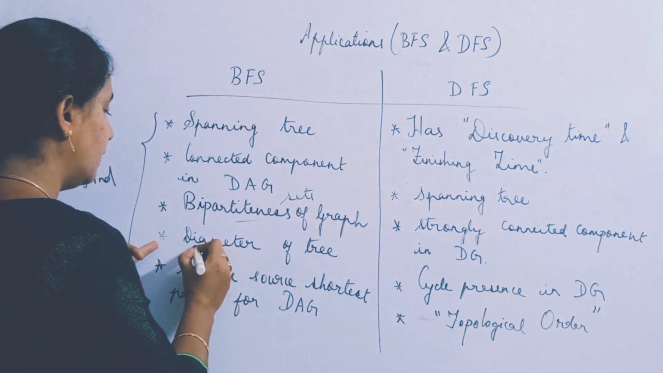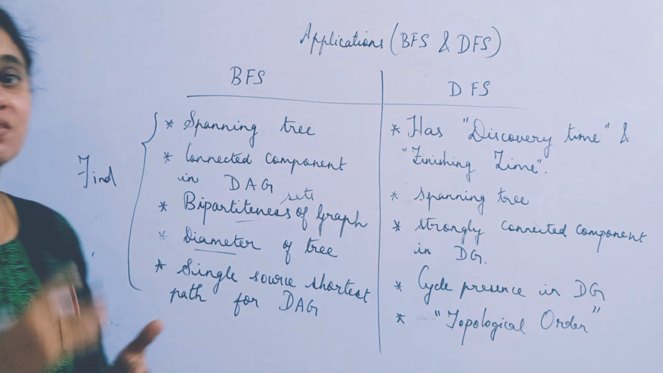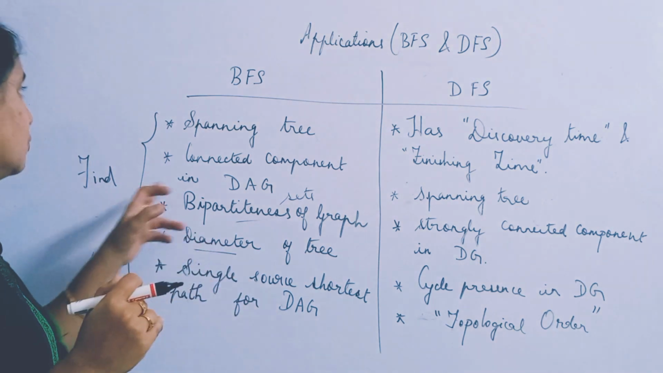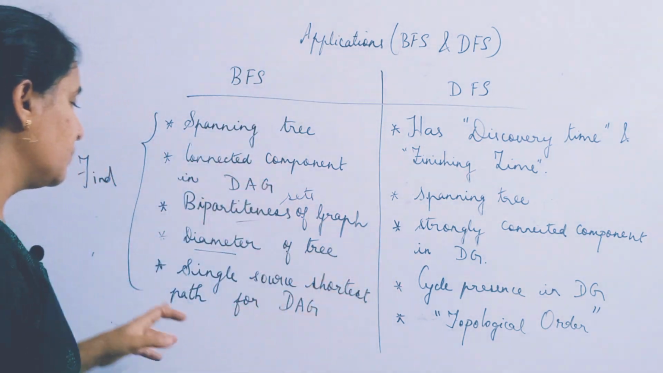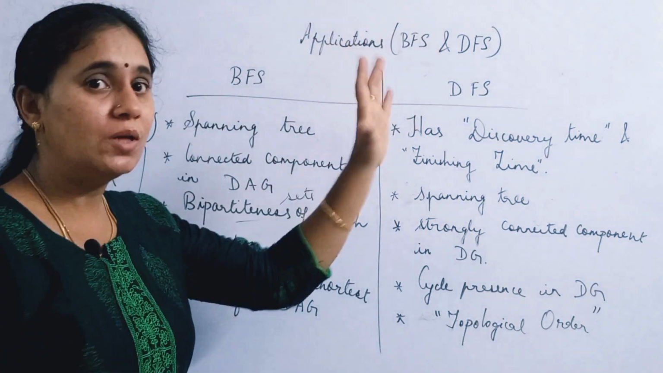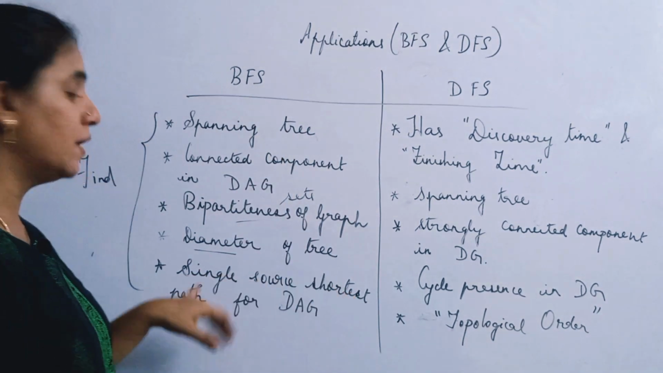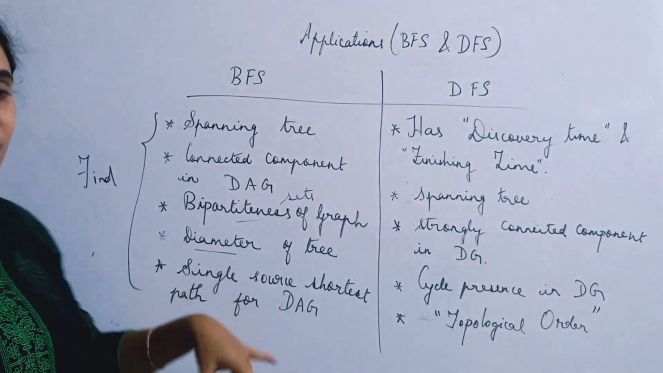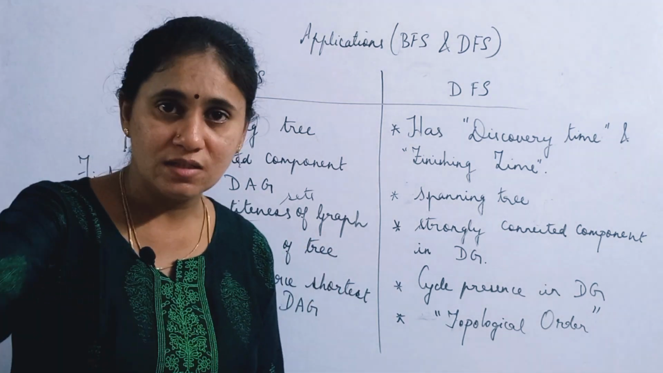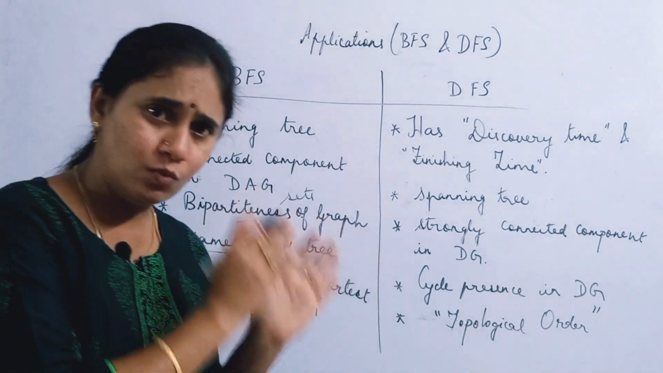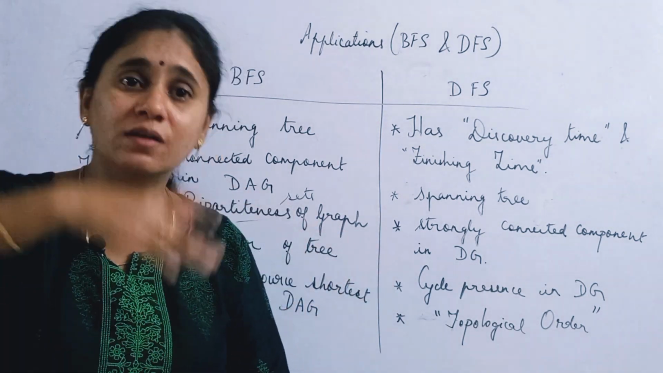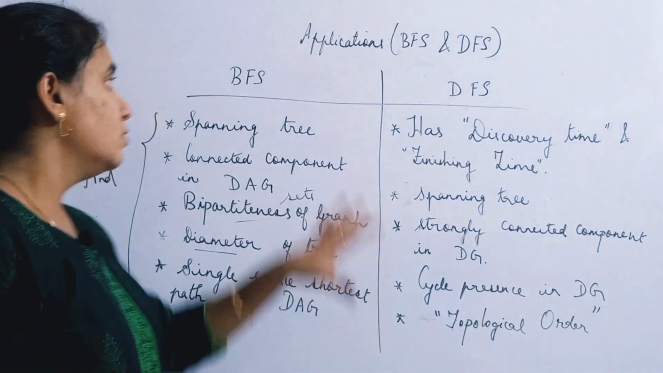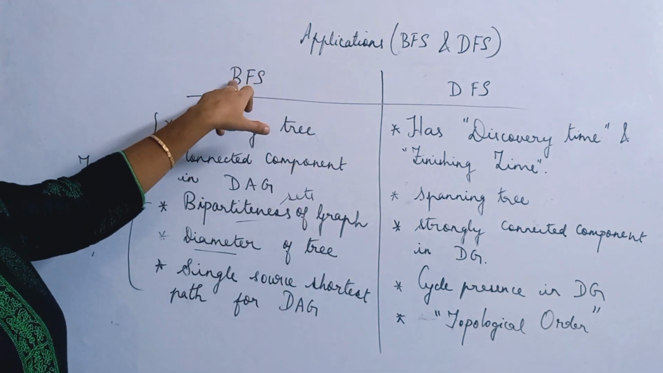Next is to find the diameter of the tree. Diameter is nothing but the height of a tree. We can use BFS for finding it. BFS is also used for implementing single source shortest path finding for a DAG, that is, a directed acyclic graph. We are going to find the shortest distance to travel from one source to destination among the multiple distances that are present. For these applications, we are using BFS.